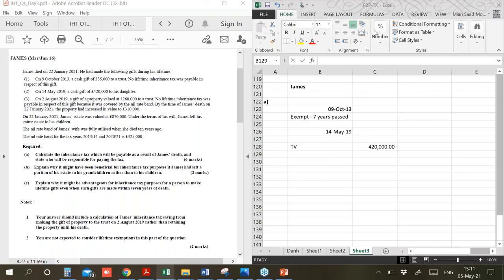Yes, the answer is yes, guys. If he would have given me a chargeable amount directly in the question, then I would not have to. But he has not given me the chargeable amount. He has given me the transfer value, the value in which they have transferred.